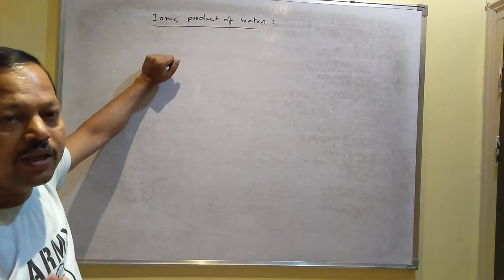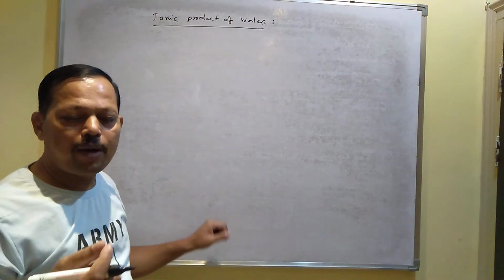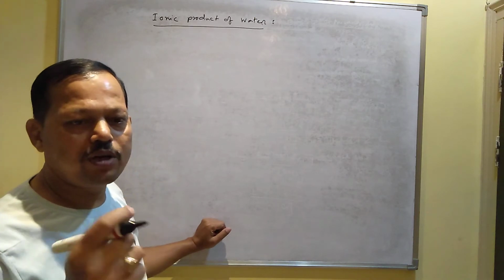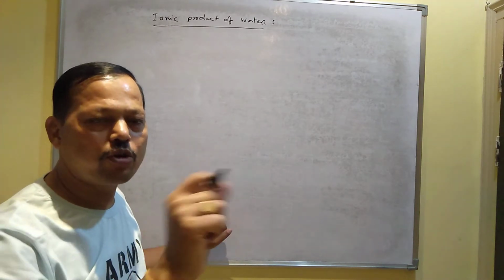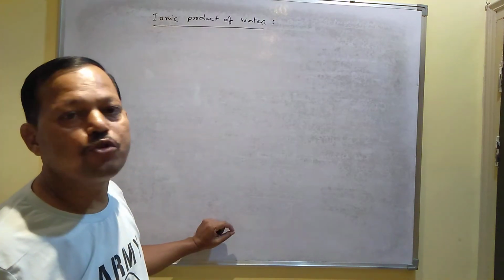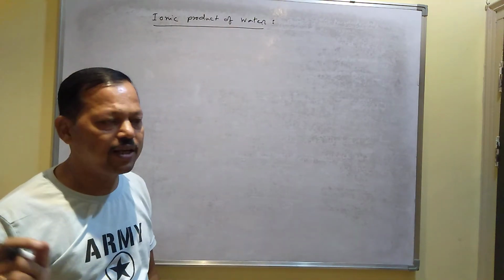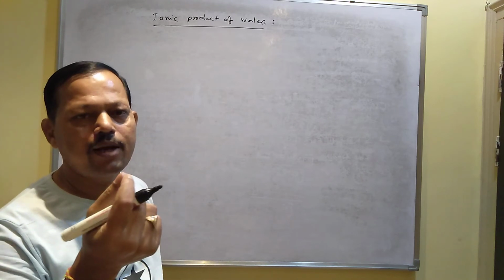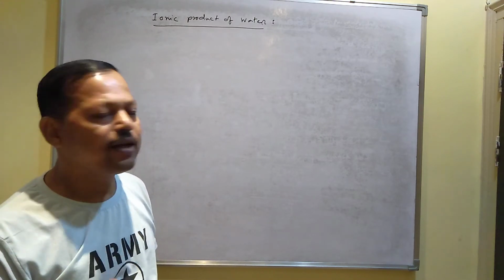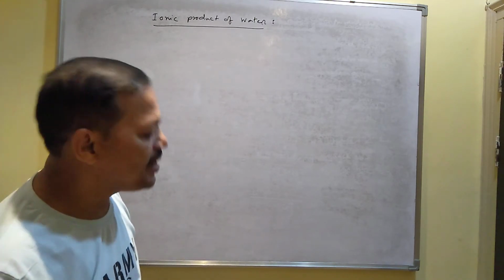But in pure water, if you add a little amount of acid or a little amount of base or a little amount of salt, then it becomes a good conductor of electricity. That is why, if you want to conduct electricity with water, if you add a little acid, base or salt, then the water becomes a good conductor of electricity.